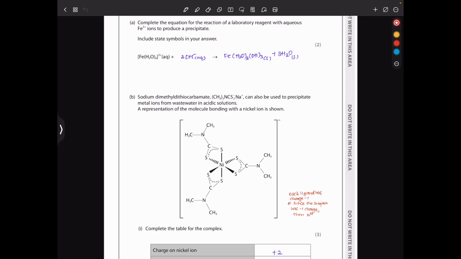So this is going to react with 3 hydroxide ions or 3 sodium hydroxides to give us that, which is a solid, plus 3 water molecules. This is the deprotonation reaction.